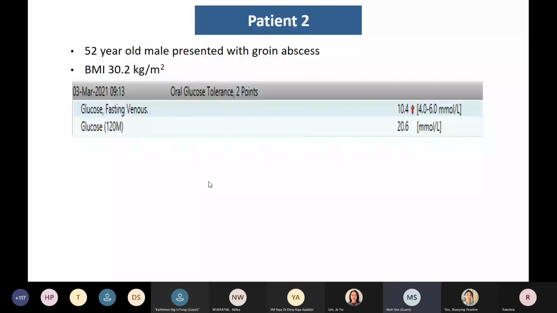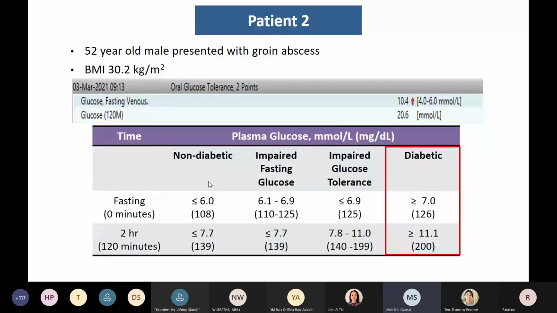For this particular patient, his fasting venous glucose level was 10.4 millimoles per liter, and do note that our reference ranges are actually 4 to 6 millimoles per liter, so this level is high. The patient's glucose at 2 hours was 20.6 millimoles per liter. So it's really quite evident that this 52-year-old patient has diabetes.